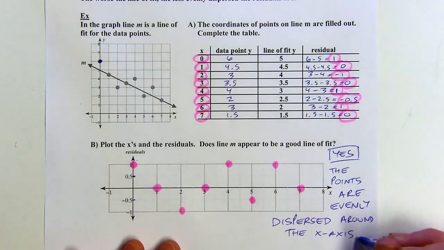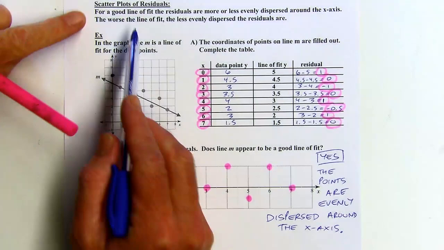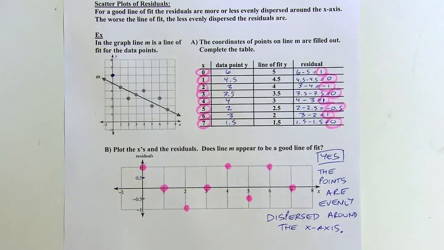Okay, I was off screen there a little bit. So that's what I was trying to explain in this piece. Those are evenly dispersed. Okay. All right.